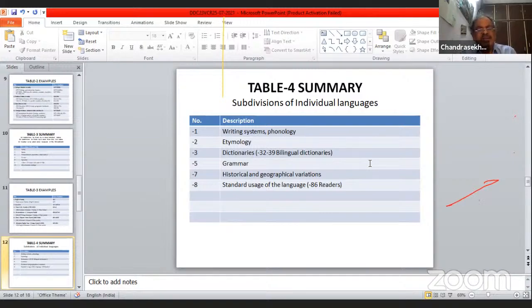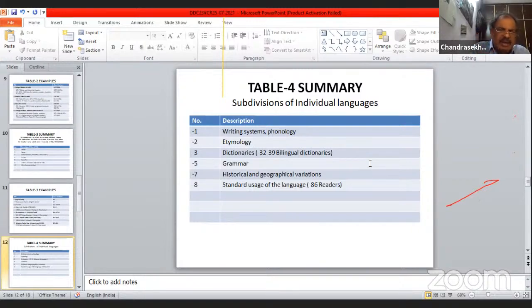8.6 is the readers. Readers means vachakam. Telugu vachakam, English reader, Telugu reader, Hindi reader, textbook like that. So for a particular English reader, English language plus reader, 8.6 we will attach. These are basically etymology, and a dictionary generally comes there. Generally, there will be a dictionary.